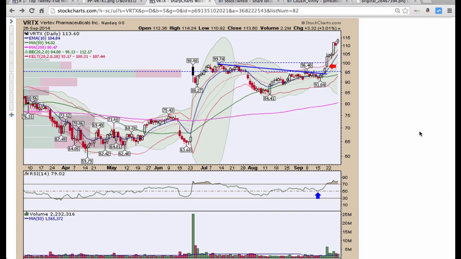In the case of Vertex Pharmaceuticals, we had a very similar situation. We had a breakout of a descending trend line. We took it the next day. We continue to move our stops up under the previous trading day low. So on Monday, we had a low down here below $102 a share. Continued to move that up on Wednesday.